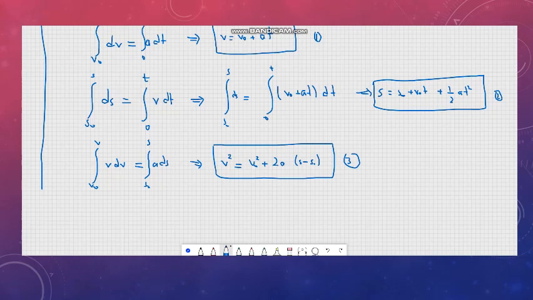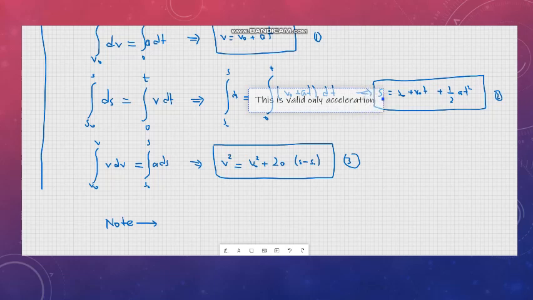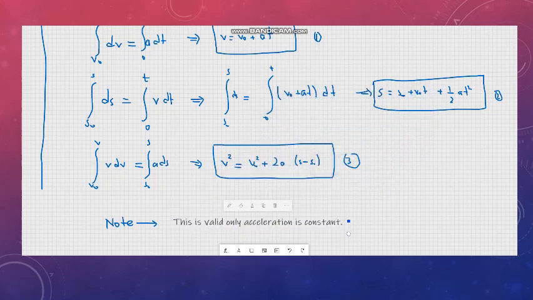But we need to make a note here. We need to write it down: this is valid only if acceleration is constant. So these three equations are valid, and you can use these formulas only if this acceleration term, this a, is constant.